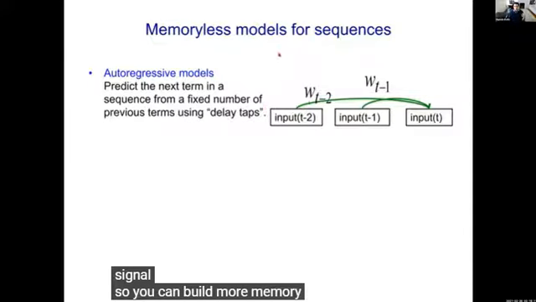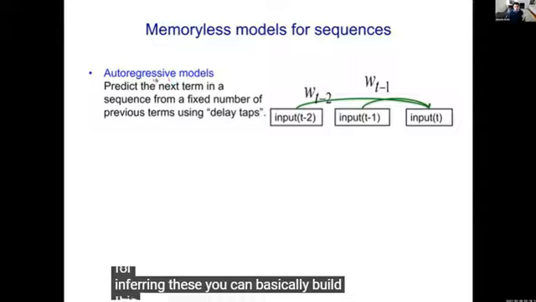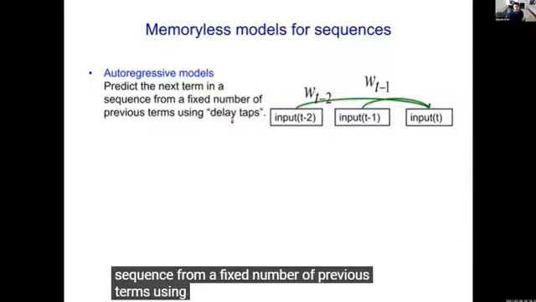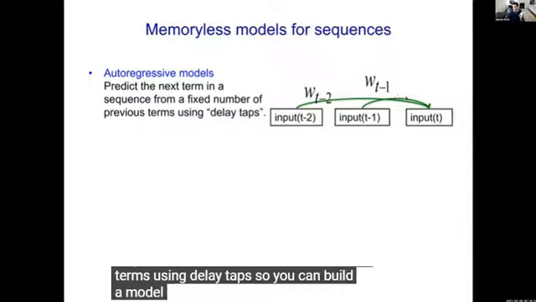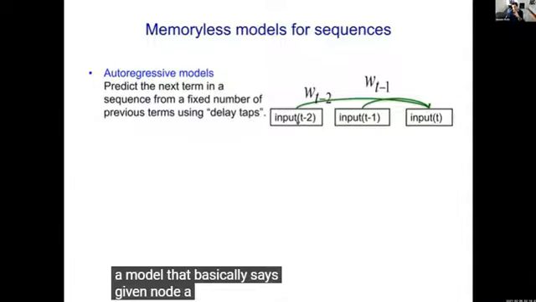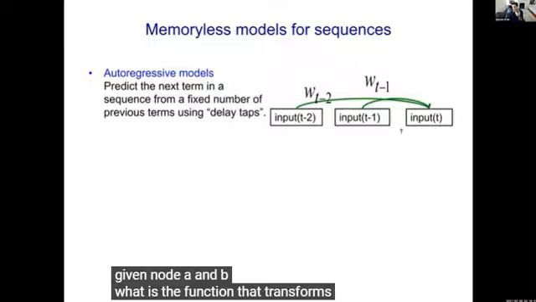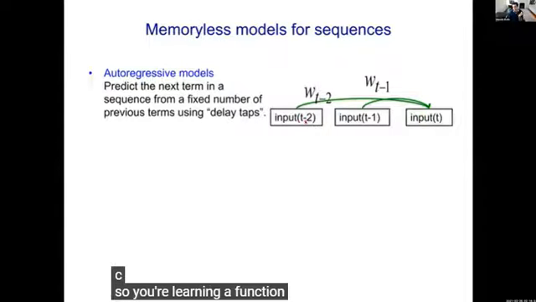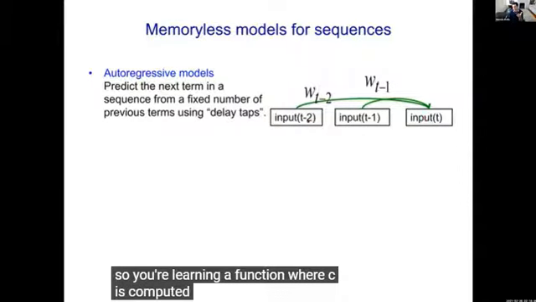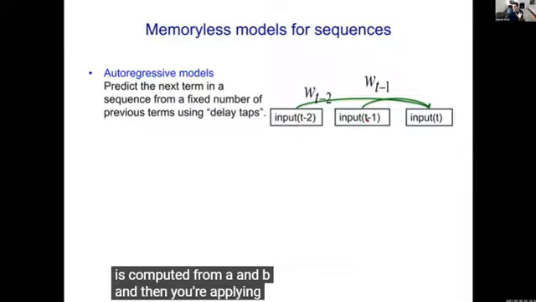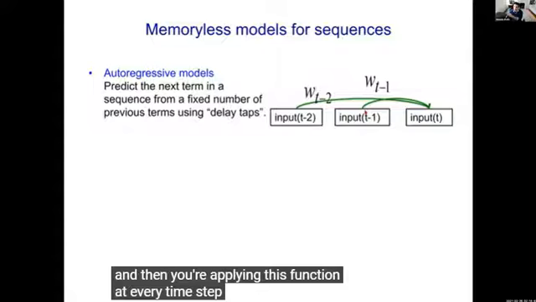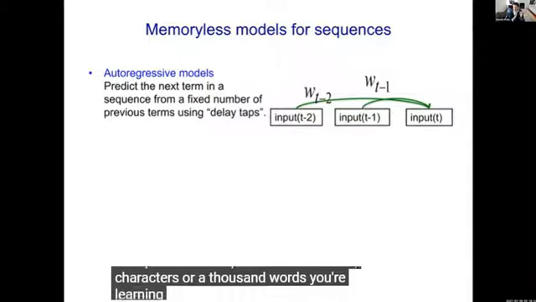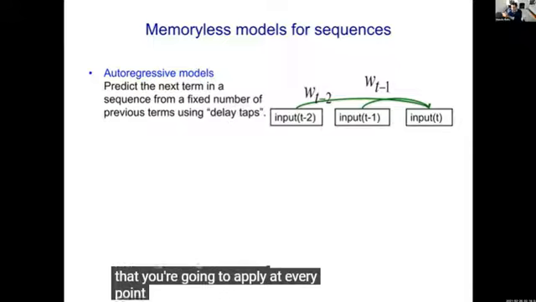So you can build memoryless models for inferring these. You can basically build these autoregressive models where you're predicting the next term in a sequence from a fixed number of previous terms using delay taps. So you can build a model that basically says, given node A and B, what is the function that transforms nodes A and B into node C, into the value of node C. So you're learning a function where C is computed from A and B. And then you're applying this function at every time step. So if you have a sequence of 1,000 characters or 1,000 words, you're learning a single function that you're going to apply at every point in your sequence.